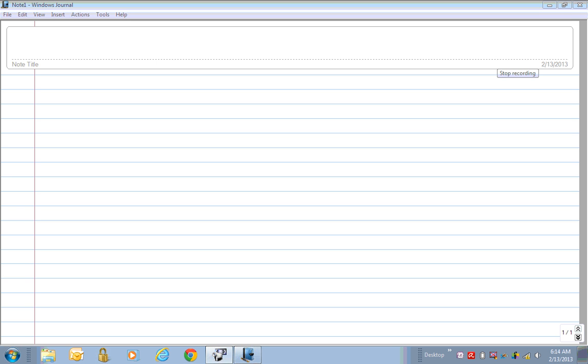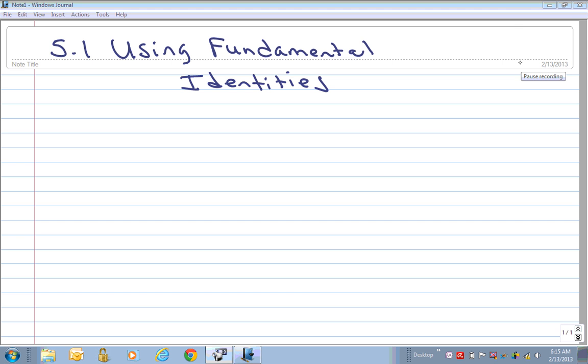It is, I guess, 6:14 a.m. on Wednesday morning, and we're going to start our Unit 11 for Pre-AP Unit 12 notes on 5.1. So we're on 5.1. And 5.1 entails using fundamental identities.